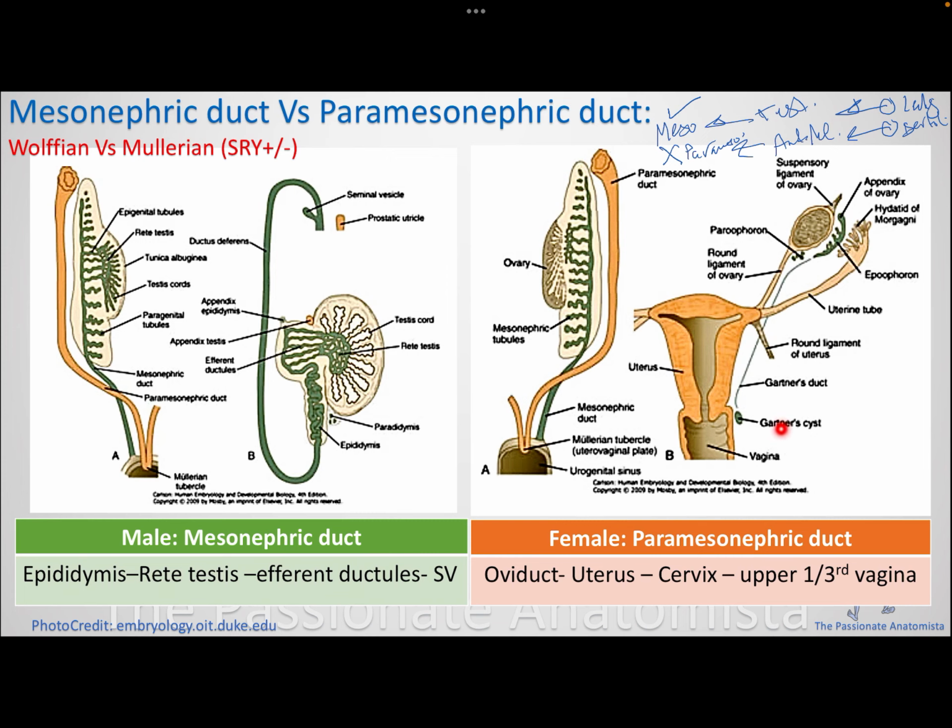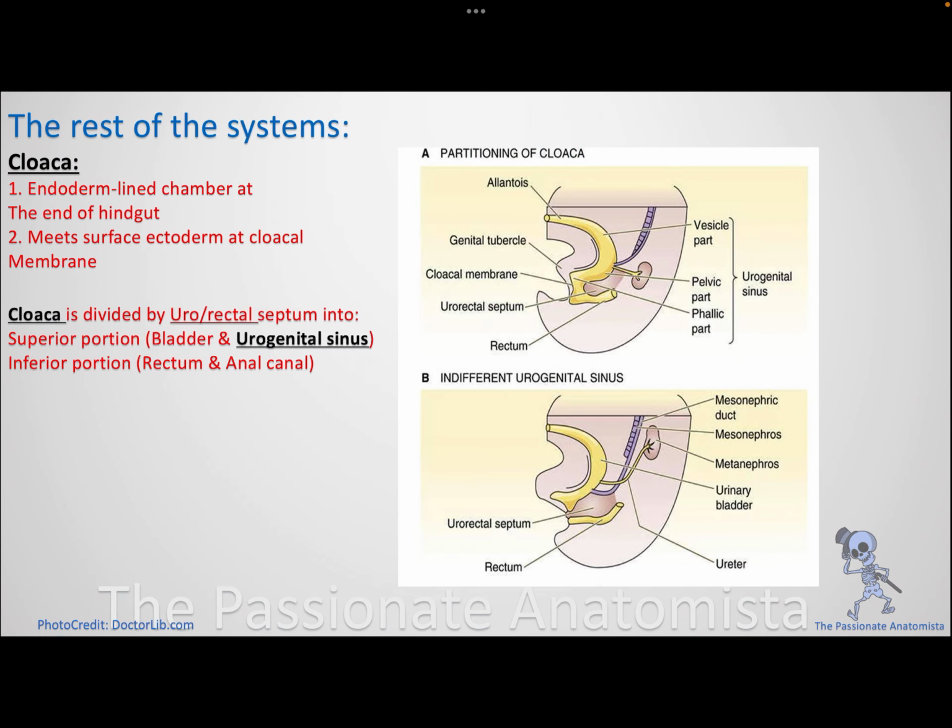Now coming back to this, you understand the ovary, how it formed, and you understand how the oviduct, the uterus, cervix, and upper vagina formed by the paramesonephric duct. All right, now let's complete the story and see what happens down, guys. Now when we go down, we need to talk about an important structure called the cloaca.